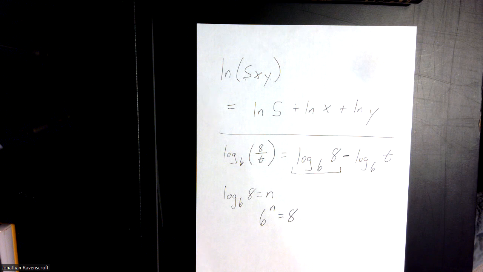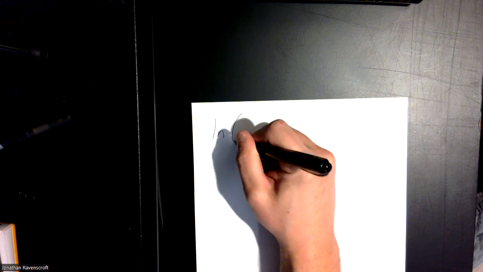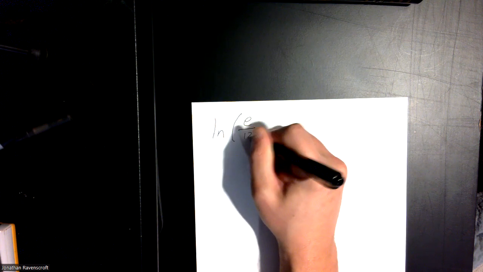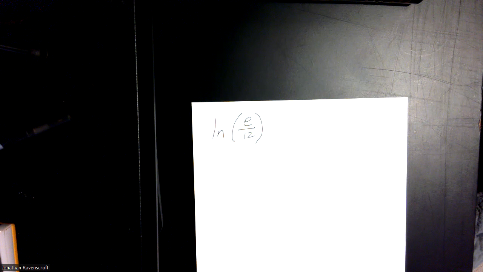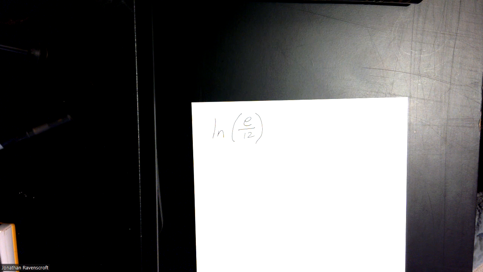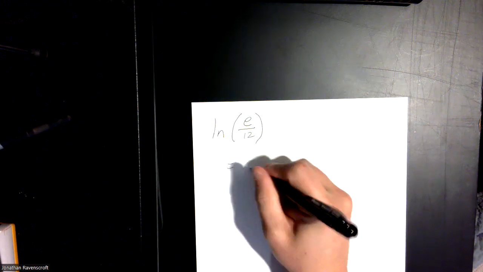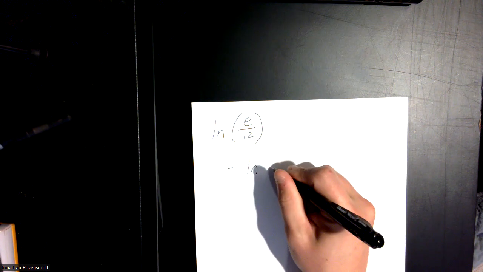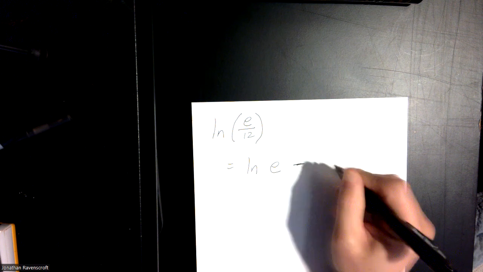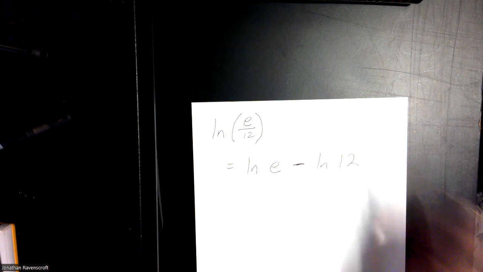Let's look at one more example with natural log. Natural log of e to the 12th. Now, in the previous class, we talked about natural log and e, and they cancel out. Now, be very careful. It's very tempting to cancel right now, but we can't. What we have to do first is say this is natural log of e minus natural log of 12.